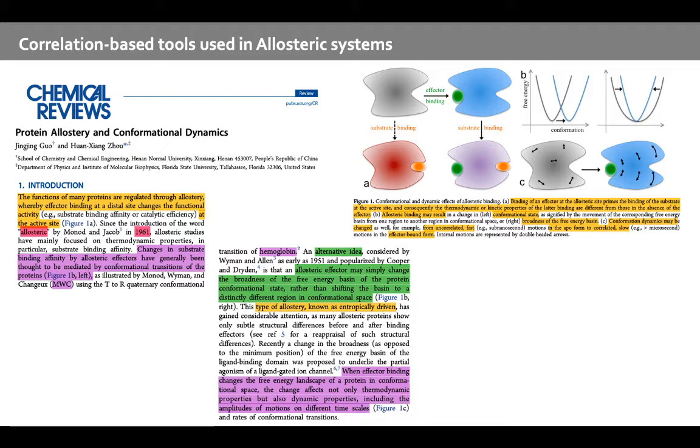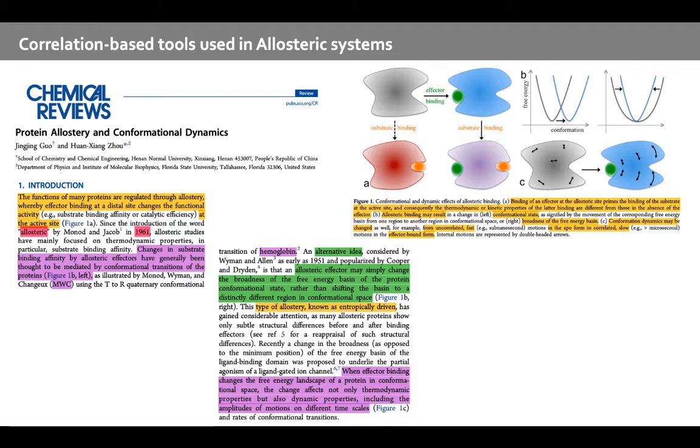Okay, so here I was saying that before getting into more details, I want to show this chemical review on protein allostery and conformational dynamics. And of course, you already know what allostery is, so you know that the function of many proteins is regulated thanks to this allosteric process.